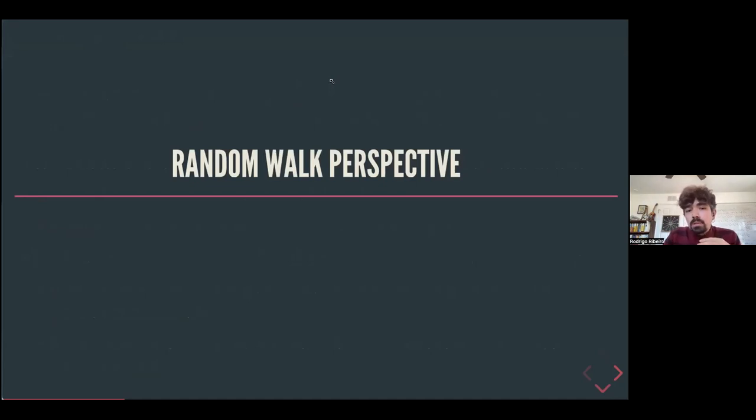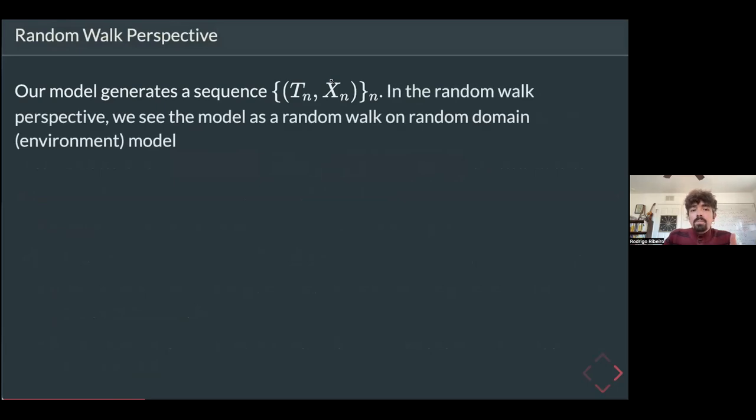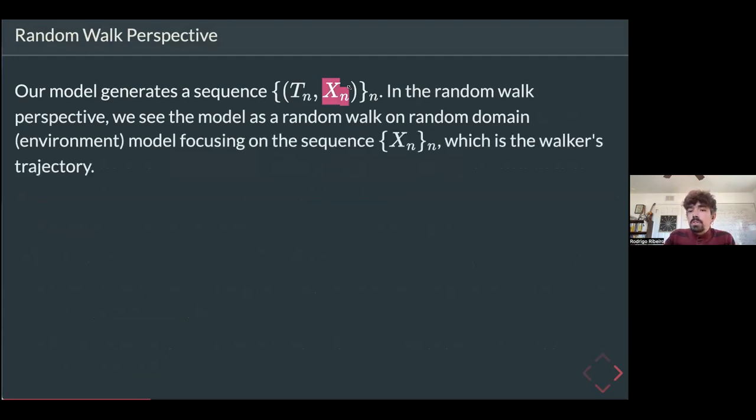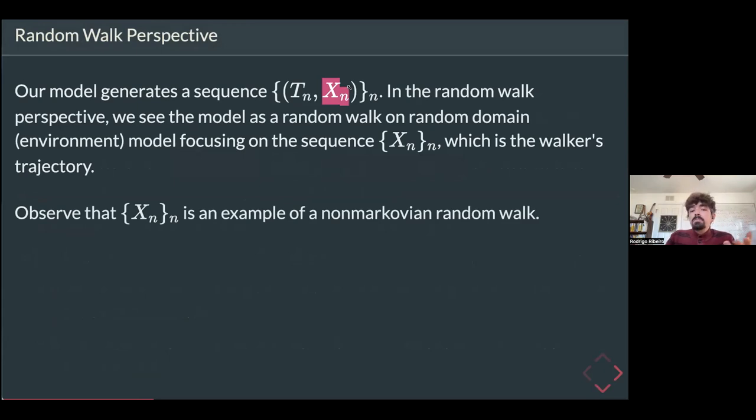And now I'd like to talk about one specific perspective of this model. So what are the results that we have when you see this model as a random walk on some sort of random environment? So in the random walk perspective, we focus on the second component of the process, right? Which is the walker's trajectory. And this is an example of a non-Markovian random walk, right? If you just focus on the projection on the second component, this X process is a non-Markovian random walk.